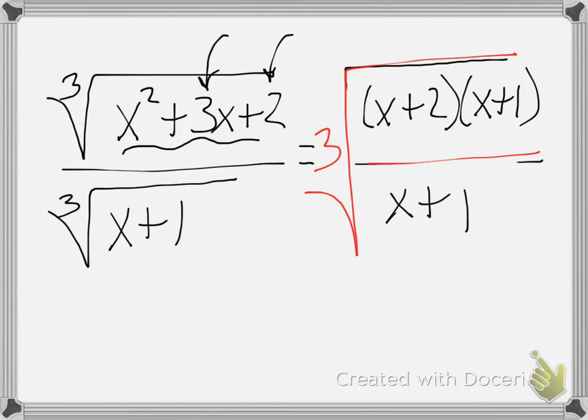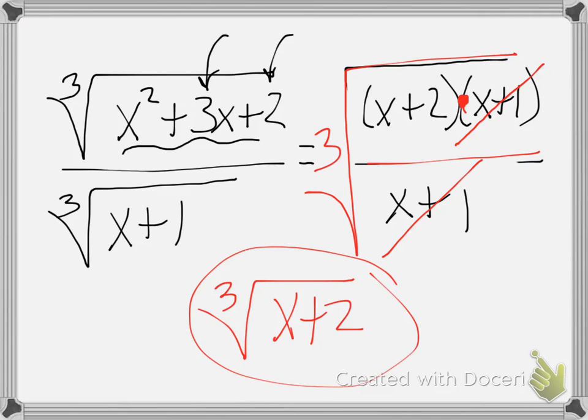There. Okay, if I do that, you can see inside the radical, x plus 1 can cancel with x plus 1. The reason I can cancel those is because there's multiplication right between them. If there was addition right here where my red dot is, I couldn't do this. Okay, so now I get cube root of x plus 2 and I'm done.